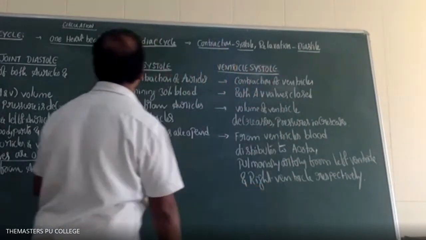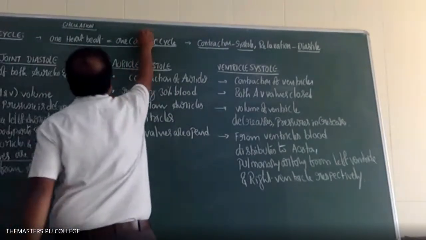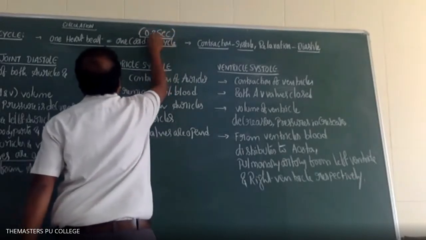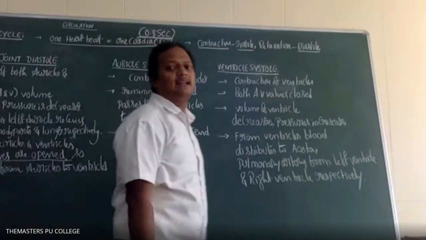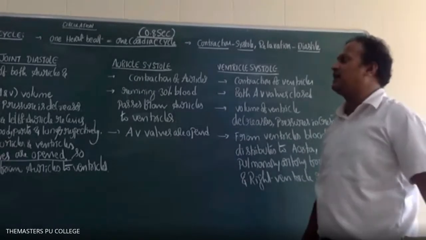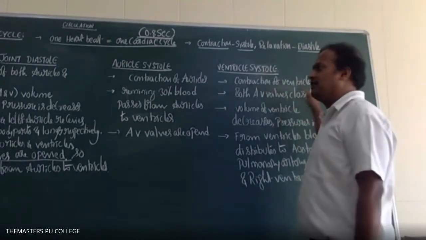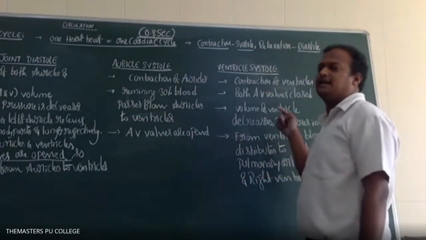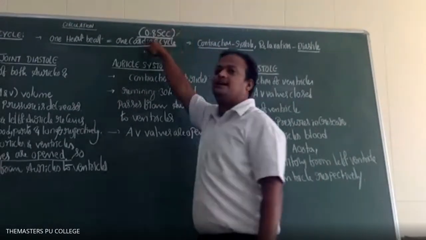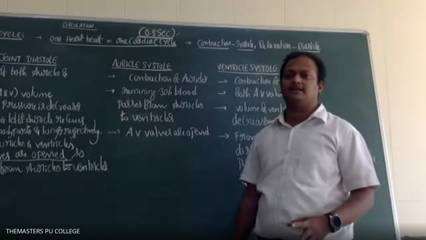So what is the time for one cardiac cycle? One cardiac cycle is 0.8 seconds. In 0.8 seconds, what happens? Joint diastole, auricle systole, and ventricular systole. These three stages are exhibited in one cardiac cycle. So what is the duration of one cardiac cycle? 0.8 seconds. Is it clear, students?